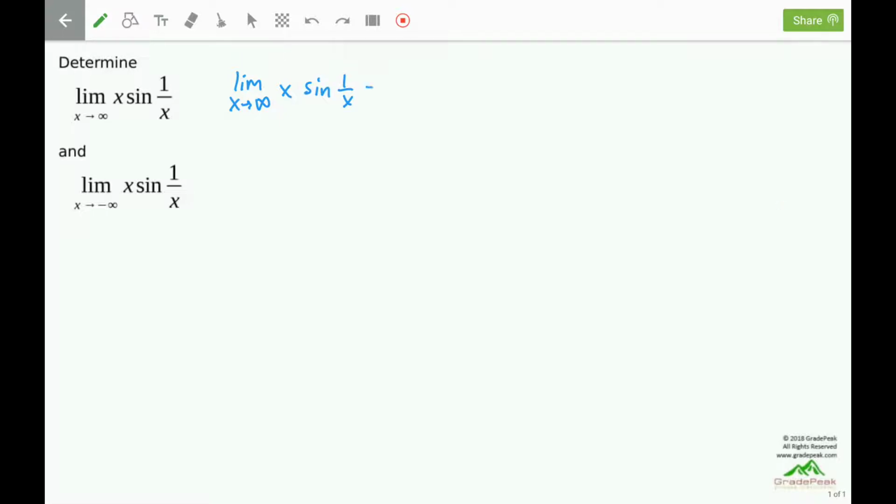to do is try plugging a positive infinity in for each of the x's. That will give a positive infinity times 1 over x goes to 0 as x approaches positive infinity, giving the sine of 0. The sine of 0 is 0, and the result is positive infinity times 0. We have the infinity times 0 indeterminate form here. We will need to rework this.